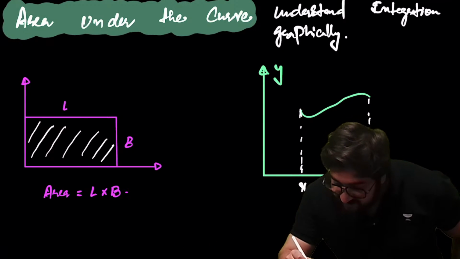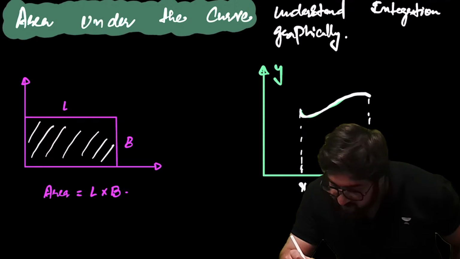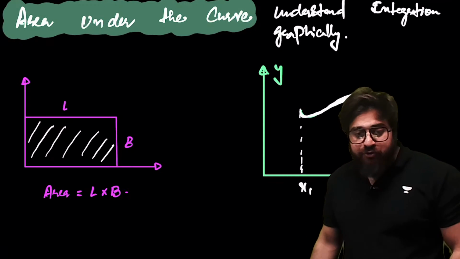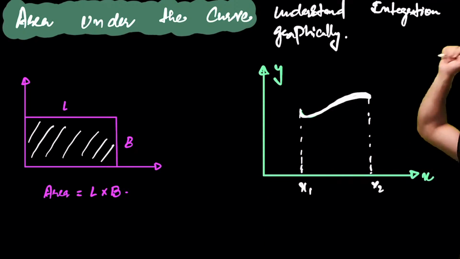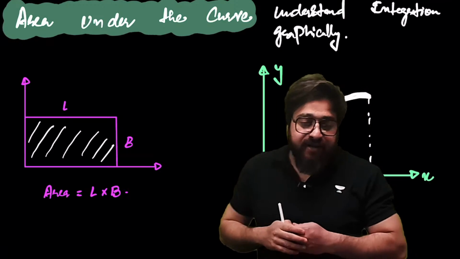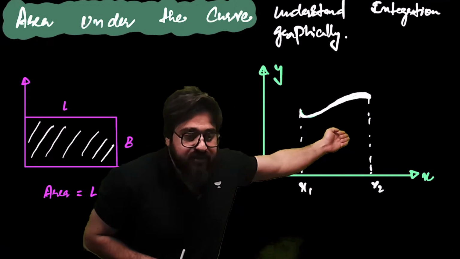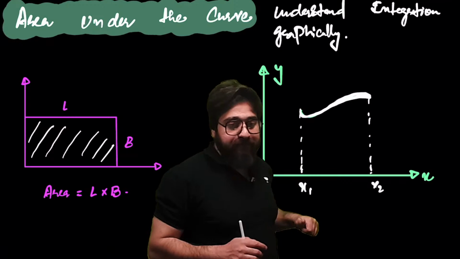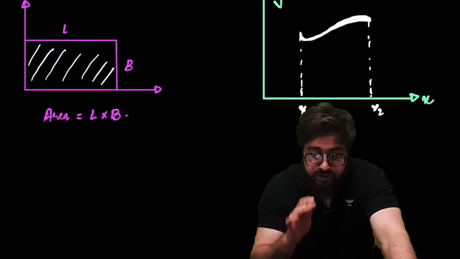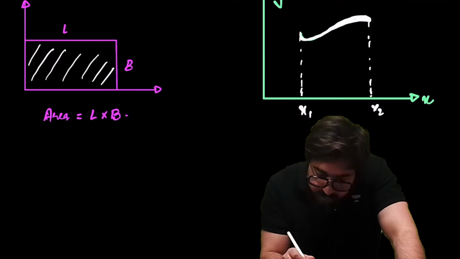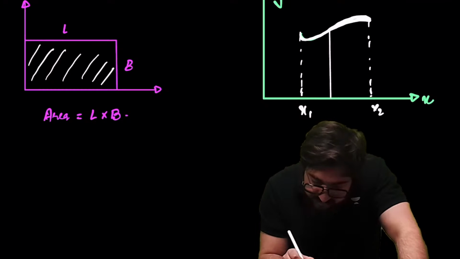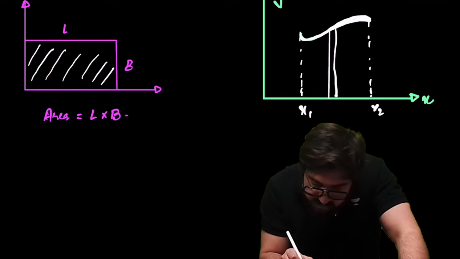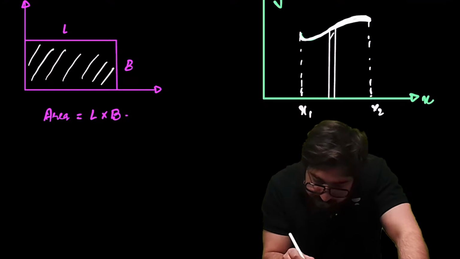But if we have a curved graph, something like this, how do we find the area under the curve? Since this is not a rectangle and not a triangle, you cannot use the formula. What we can do instead is take a small strip, infinitely small.